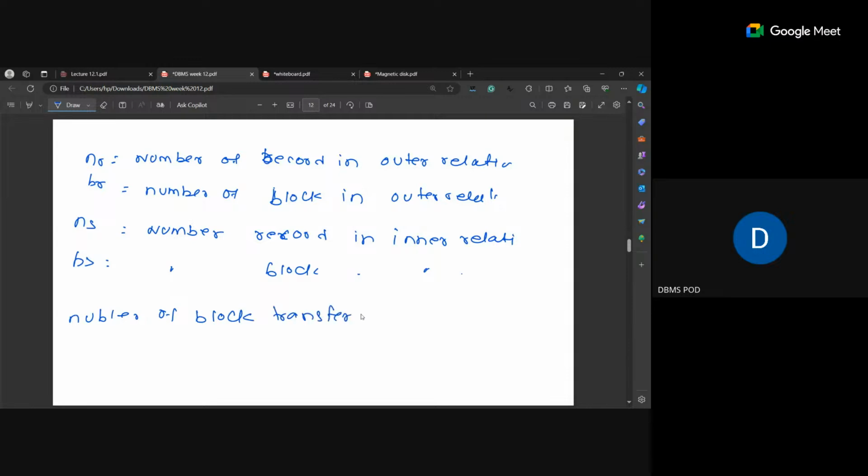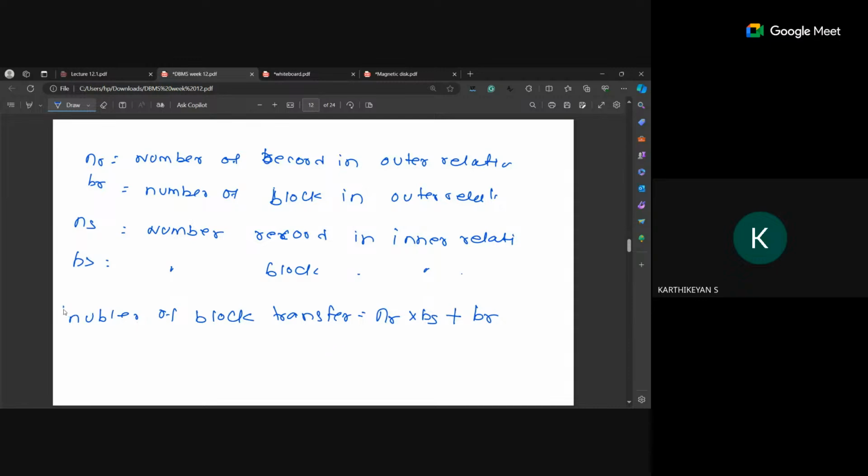What will be the number of block transfers? Anyone? It's the number of records in the outer relation, NR, into the blocks in the inner relation, plus the blocks in the outer relation. So this is the number of block transfers, right?